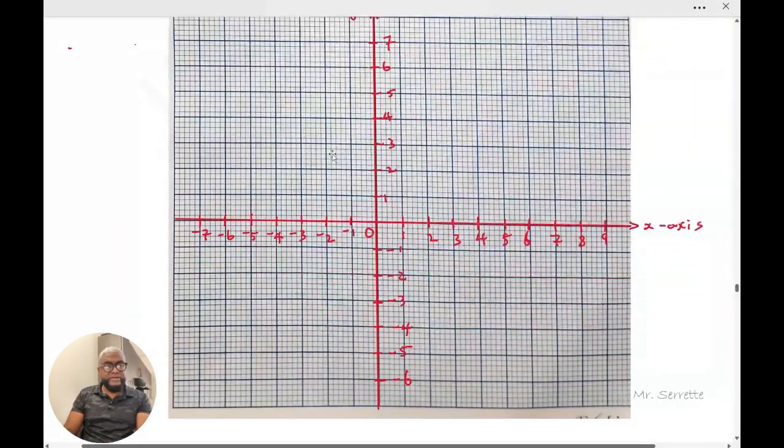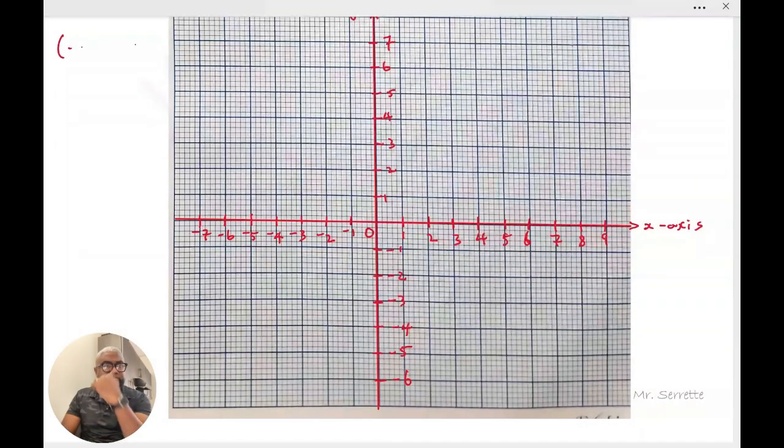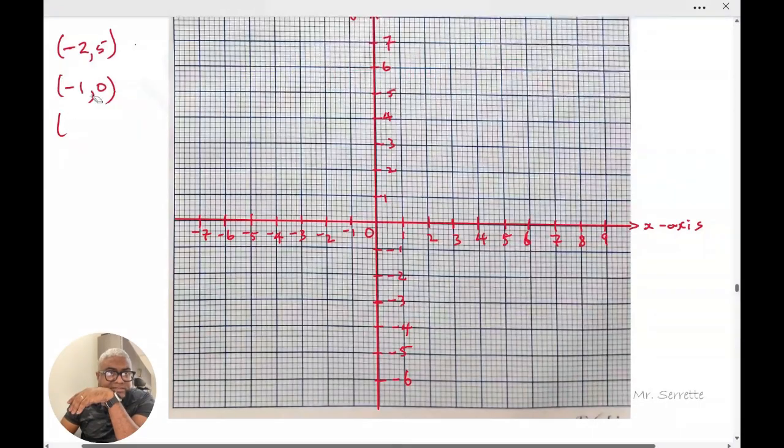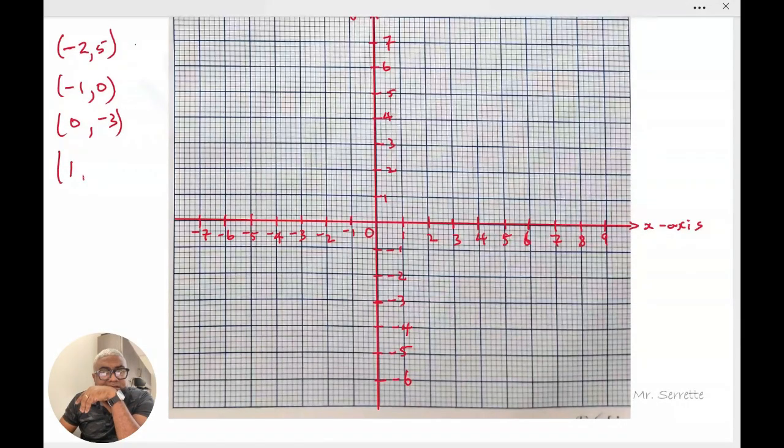Somebody give me my coordinates now. I want to write them in the corner here. What's the first coordinate? -2, 5. Next one. Next. -1, 0. Next. Next. Next. And lastly.